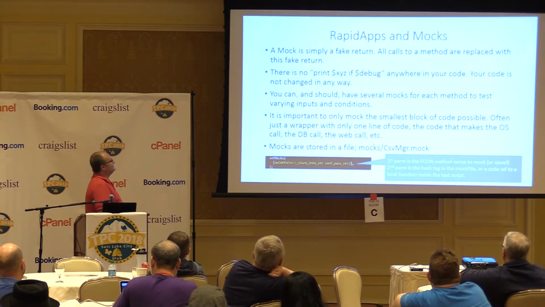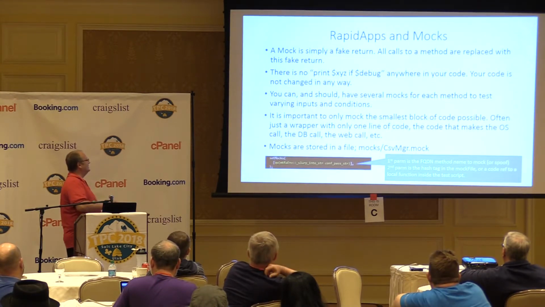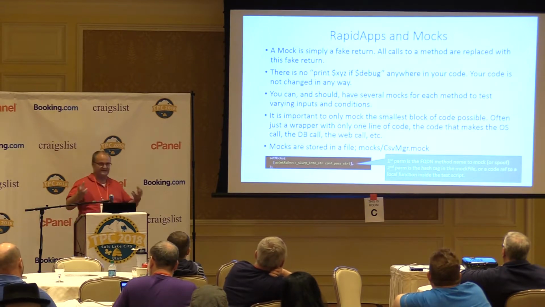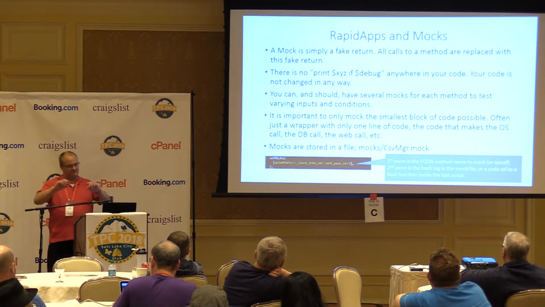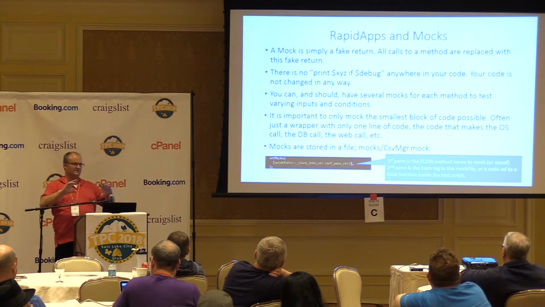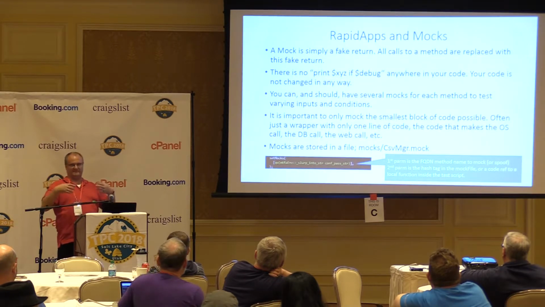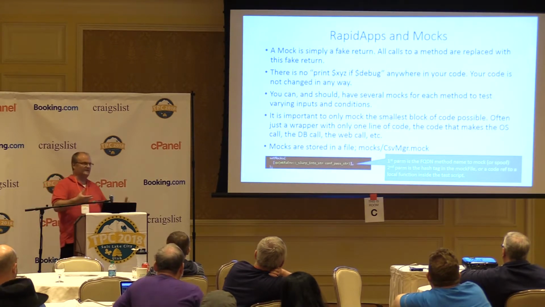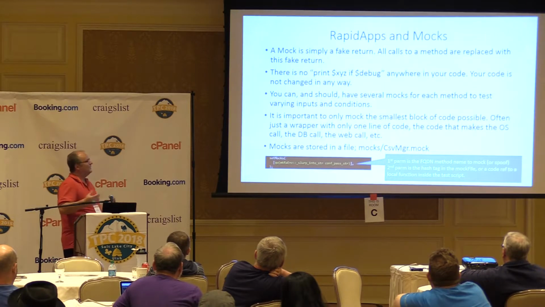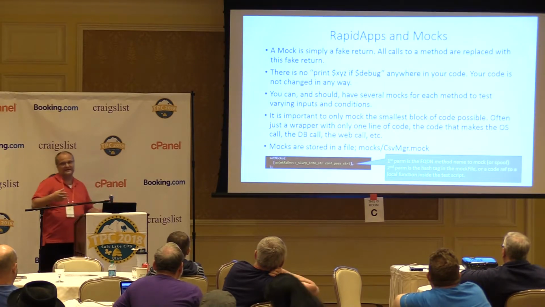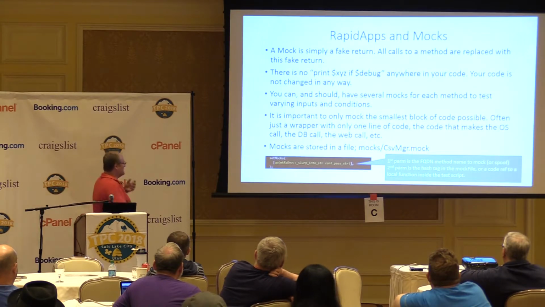It's important to only mock the smallest block of code possible, often just a wrapper with one line of code. For example, if we wanted to test if a file was readable, it's the old TAC-R. Well, we can't do that in the mock environment because it's not reading any files or anything like that. What we do is we make it into a wrapper, and then when we've got that wrapper, that's what we mock. And how do you set up a mock?